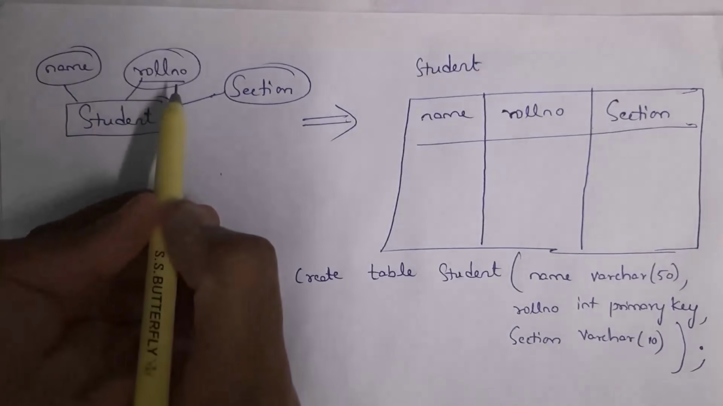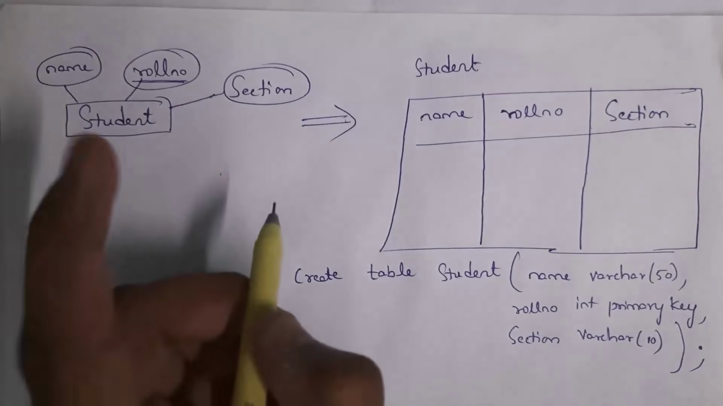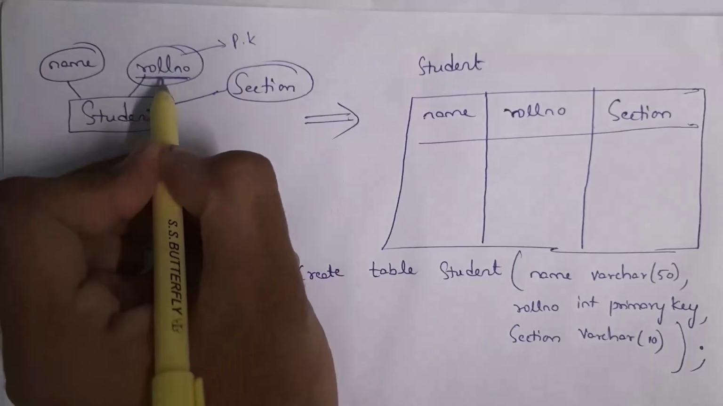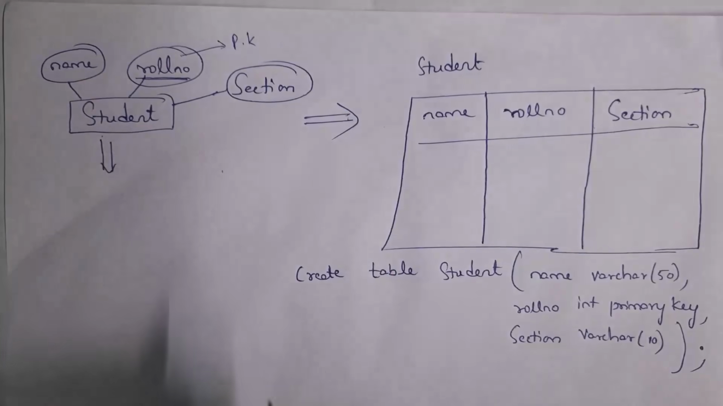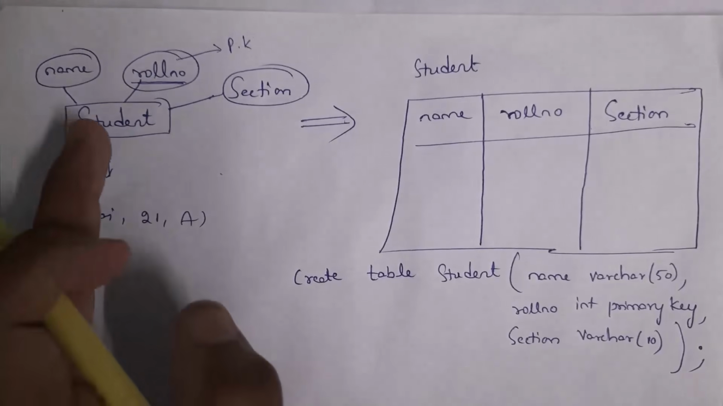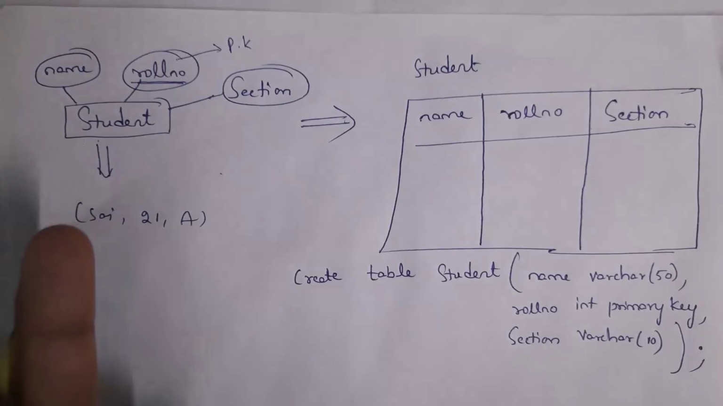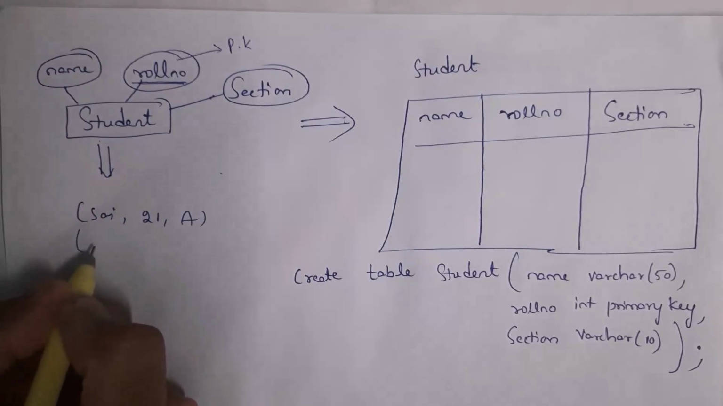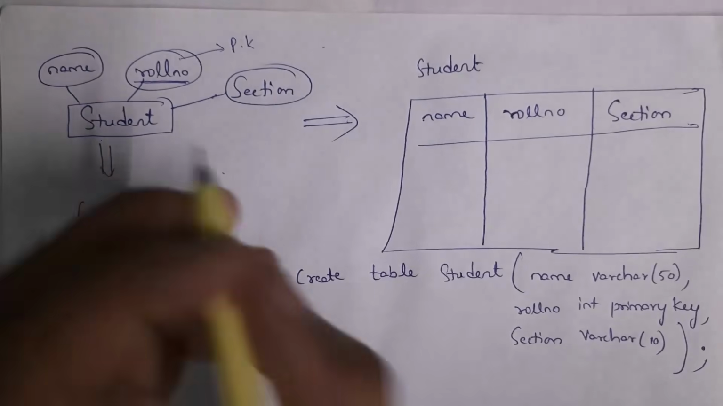If you observe this rule number attribute, I took an underline symbol for it. Whenever you take an underline symbol for any particular attribute, we consider it the primary key attribute. So this rule number attribute is the primary key attribute. For example, if this student entity contains only one record like name Sai, rule number 21 and section A, then we call it an entity. But if it contains more than one record, then we call it an entity set. For example, there are two records: name Sai, rule number 21, section A, and name Shiva, rule number 22, section B.